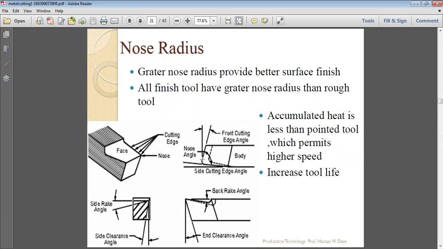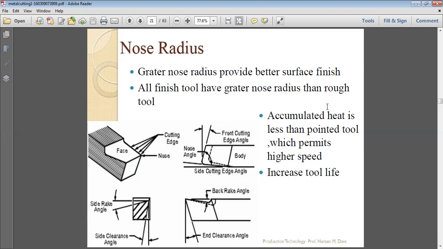So if we provide a greater nose radius, it will provide a better surface, because with a sharp edge, the sharp edge will be rubbing on the surface of the workpiece. The more it touches the surface of the workpiece, the more scratches it will produce. Rather, if it is curved like this and has a greater radius, it will help us spread this all over, and it will increase the surface finish.